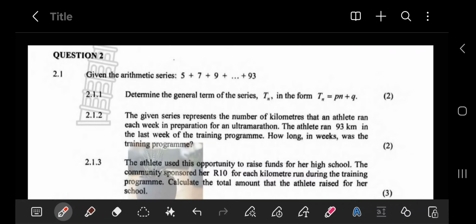2.1.1 says, determine the general term of the series Tn in the form Tn = Pn + Q. Now here's the thing. Pn + Q may throw you off. But if you think about it, even though your Tn formula is going to be a + d(n − 1), once you simplify that, you will have the form Pn + Q. So all we've got to do here is work as we normally would.